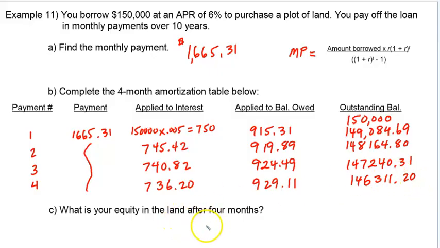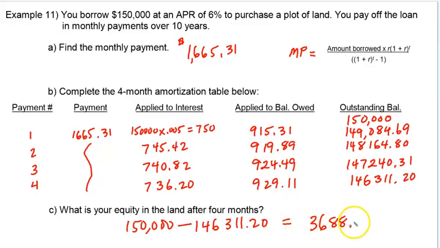So what is your equity in this land after 4 months? Well, we do 150,000, that's how much we borrowed, minus the amount that we still owe. That's the outstanding balance. And that difference represents our equity in the property. So that should be 3688.80.